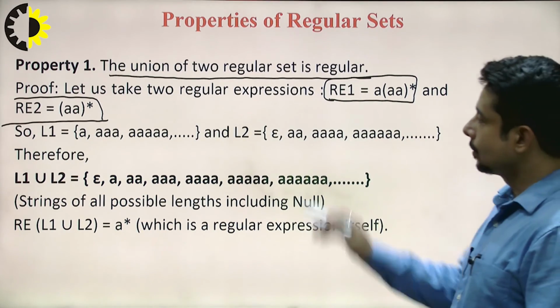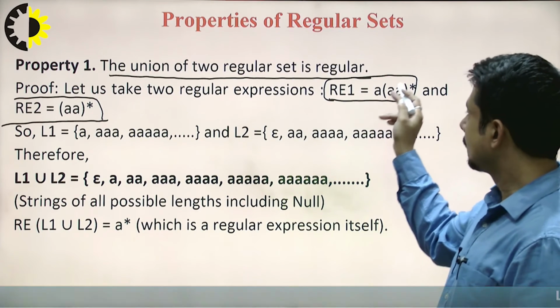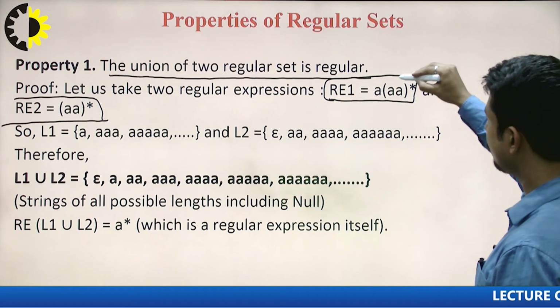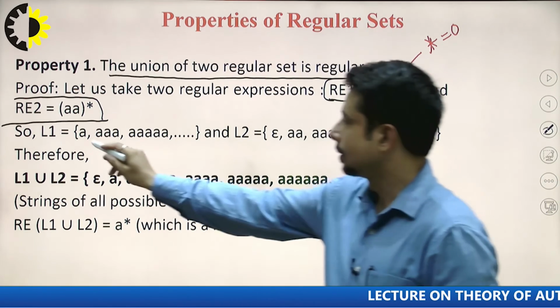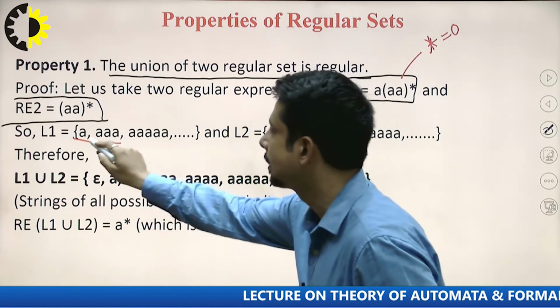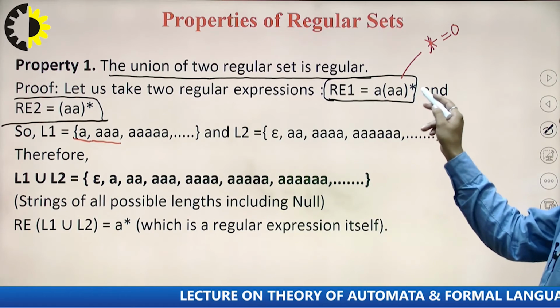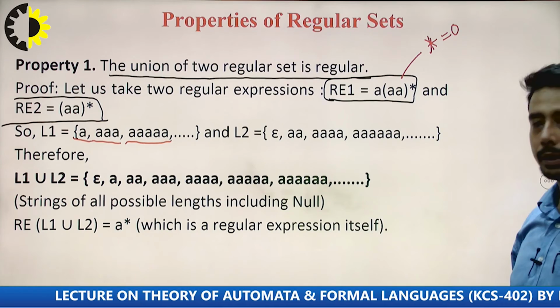And what do these mean? The first regular expression means A whole to the power star. If star is equal to 0, then it will give you A. If star is equal to 1, then it will give you 3 times A. If star is equal to 2, then it will give us 5 times A. So it keeps on increasing, right?